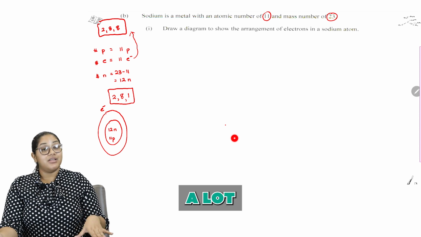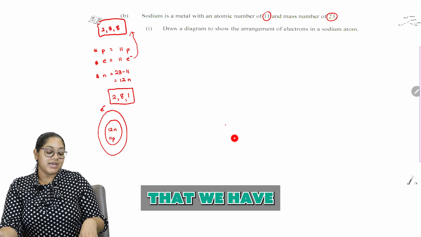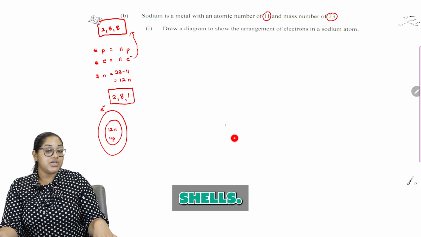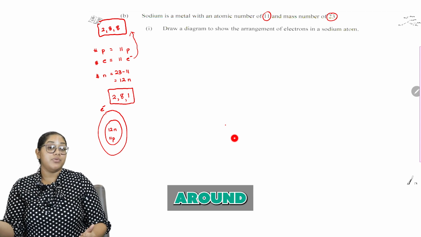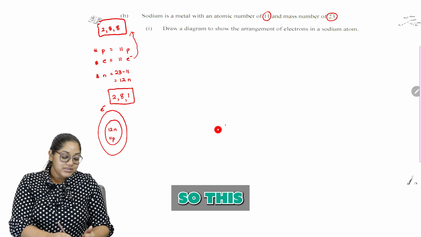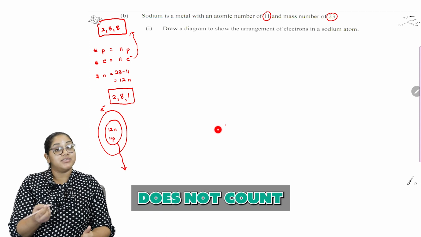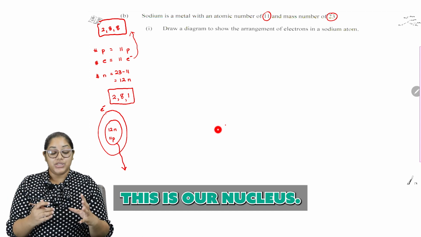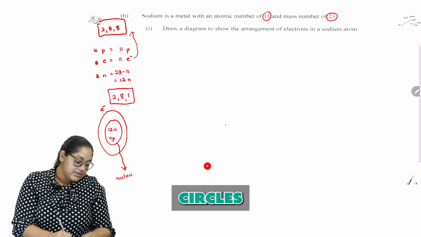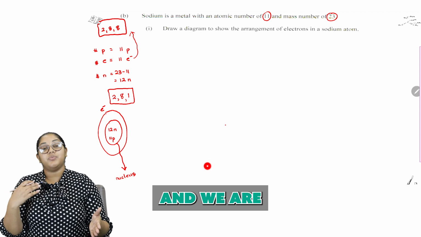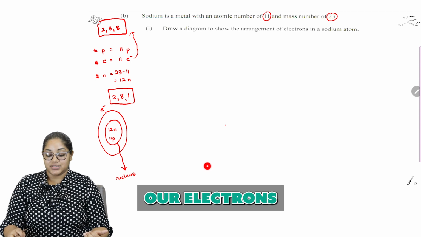That is giving us a lot of information. It's telling us that we have 3 occupied shells. So you are going to draw 3 circles around the nucleus. So this first circle that I'm drawing here does not count as a shell. This is our nucleus. So you guys are going to draw 3 additional circles around it, and we are going to place our electrons inside.